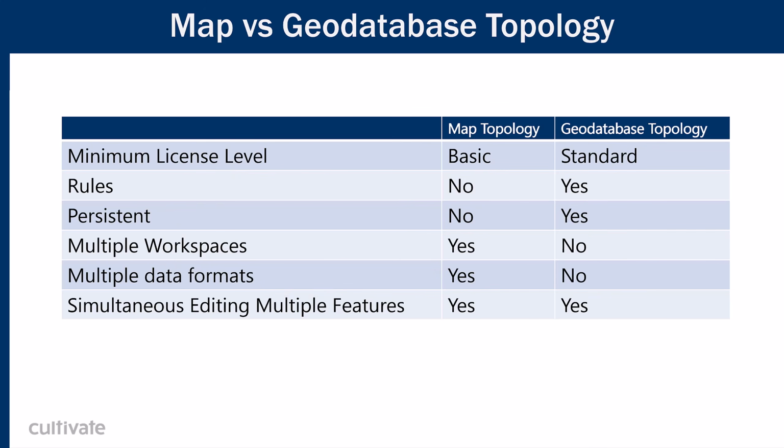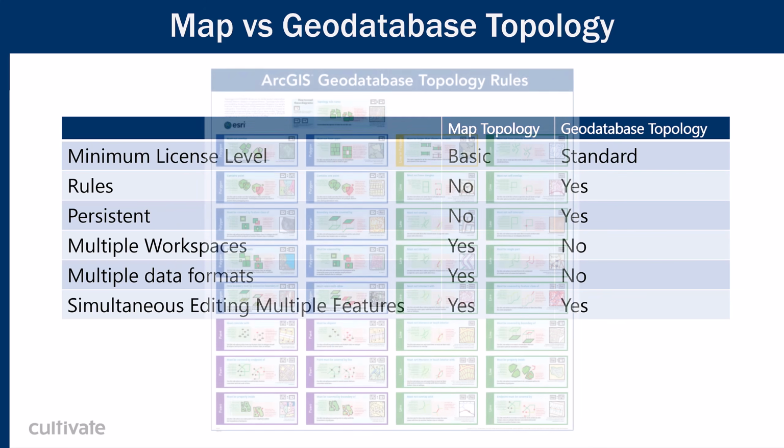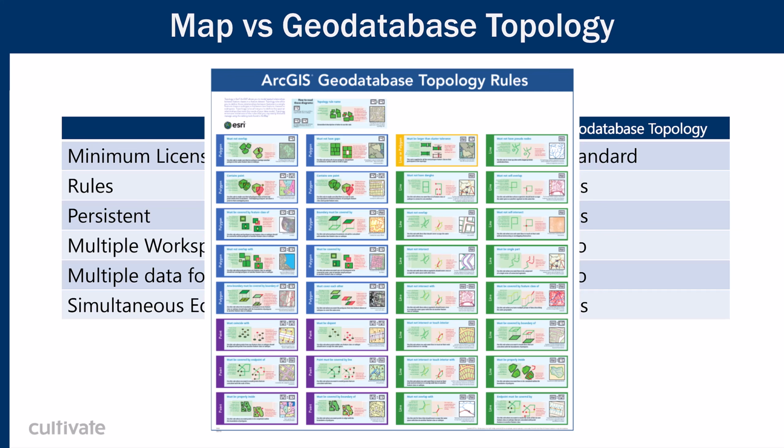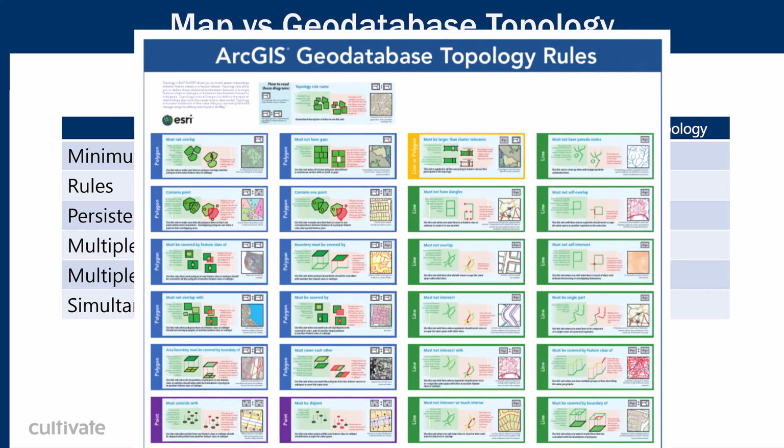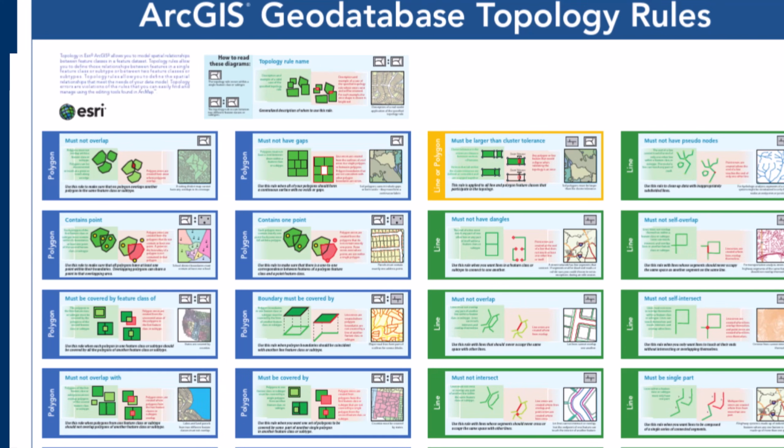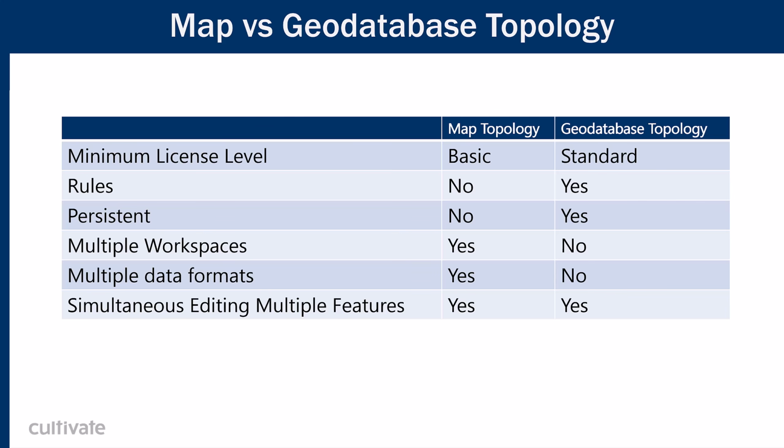And as a result, there are no rules. Unlike the geodatabase topology, where you can apply rules, say things like polygons must not overlap, must not have gaps, or a point must be at the end of a line, and so on, a map topology doesn't have any rules like that. So you cannot validate your data with a map topology. That requires a geodatabase topology.